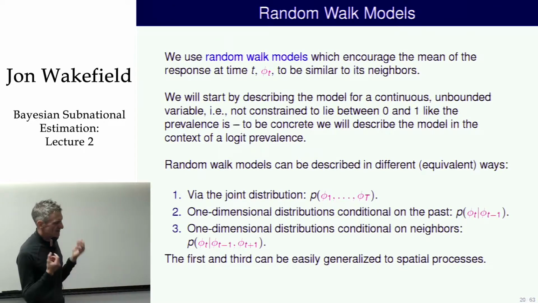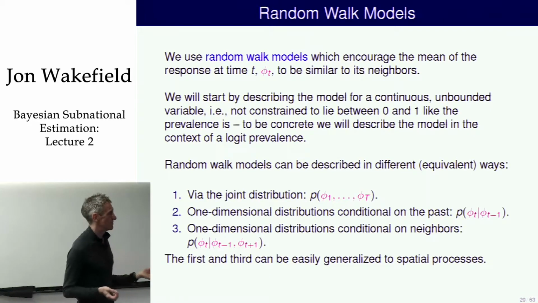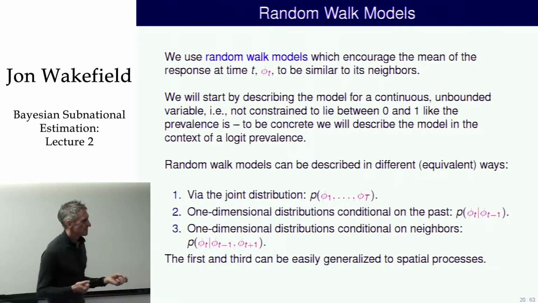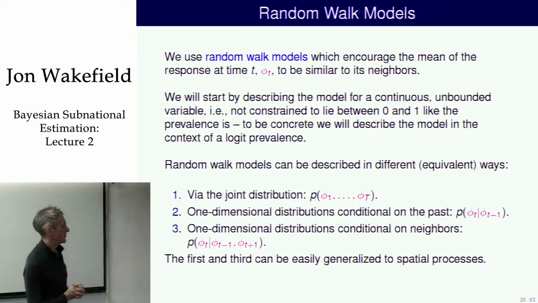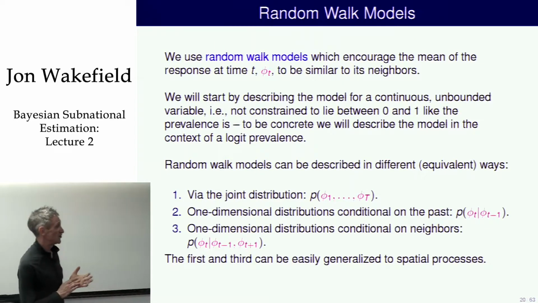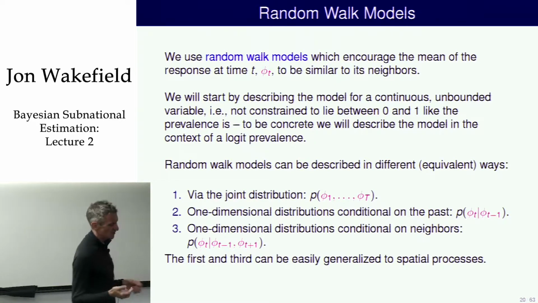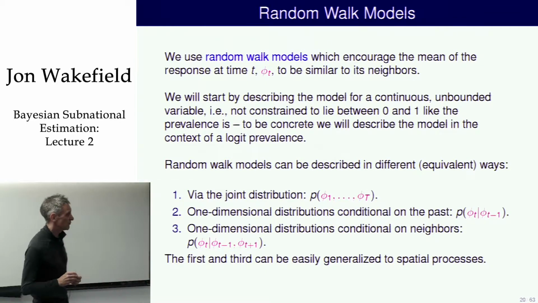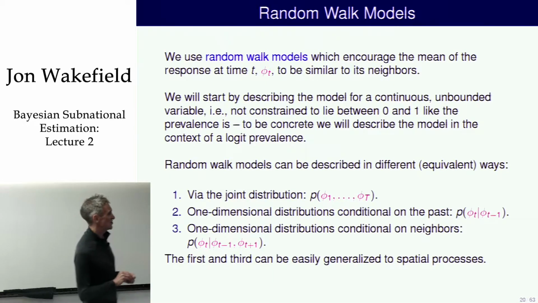In time, this is perhaps the most natural. We say, if I tell you what the mean was in the last time period, what do you now believe about it in this current time period? So that's a conditional model, where it's conditional on the past. Here I'm thinking about what's called a random walk one, where the only neighbor that's relevant is the immediately previous neighbor. And this can be extended, as we'll see. We could think about two previous neighbors, or go as far as we like. So that's a one-dimensional distribution. Another one-dimensional distribution would condition on both of the neighbors.